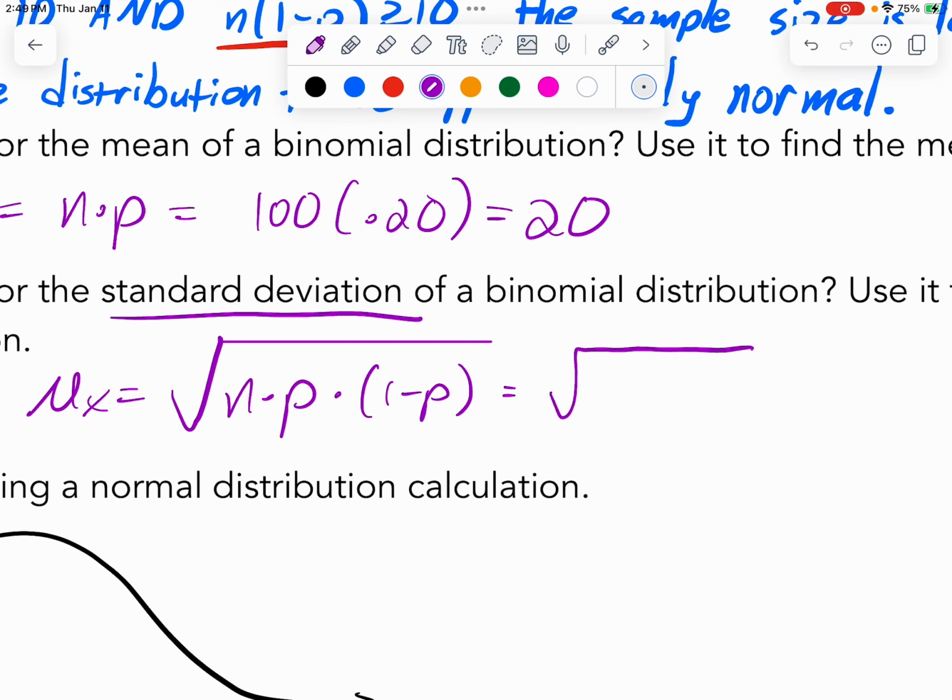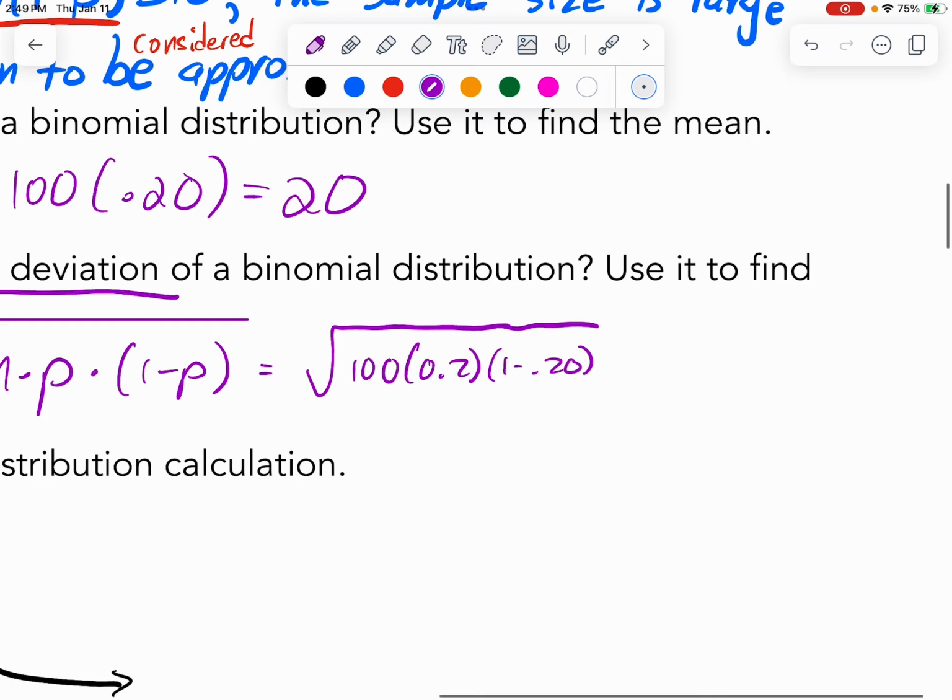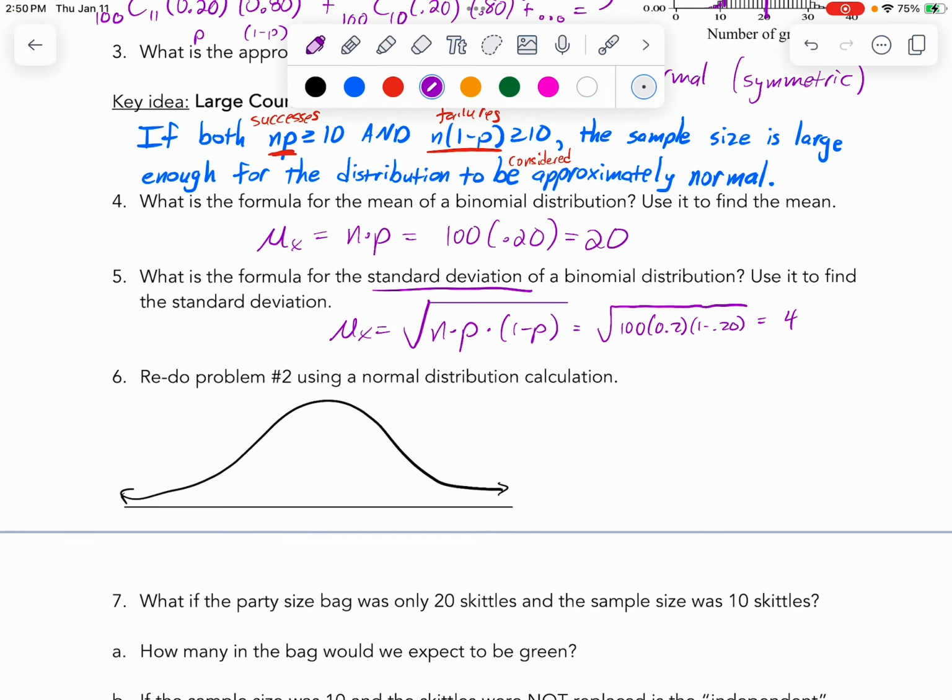That would be 100 times 0.20 times 1 minus 0.20, or you could just put 0.80. And this was 4. The applet actually gave this to me earlier. Okay. Number 6, redo the problem.